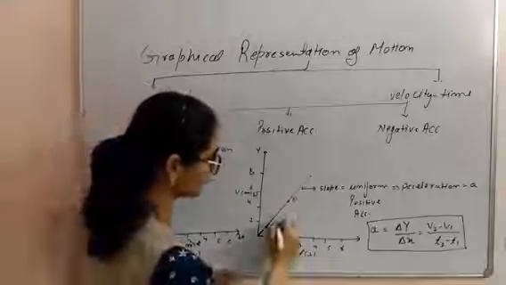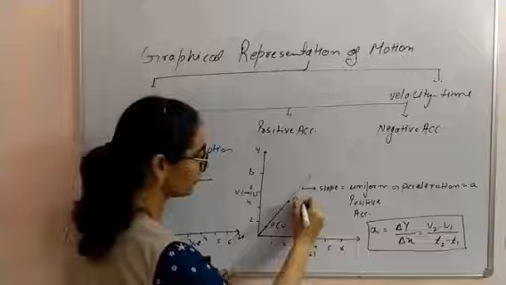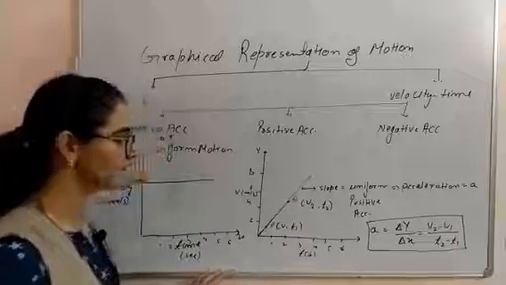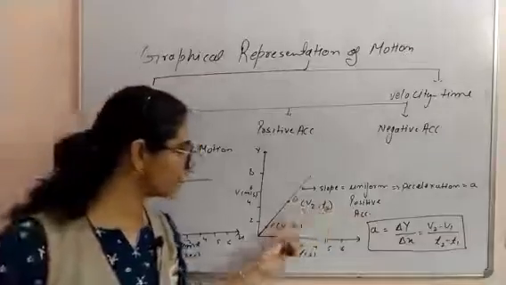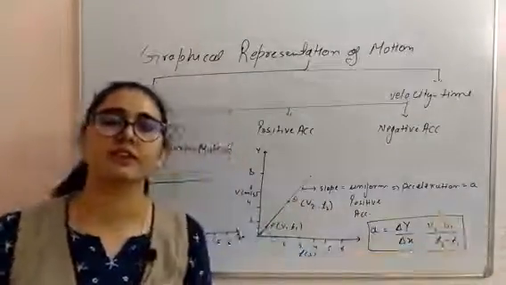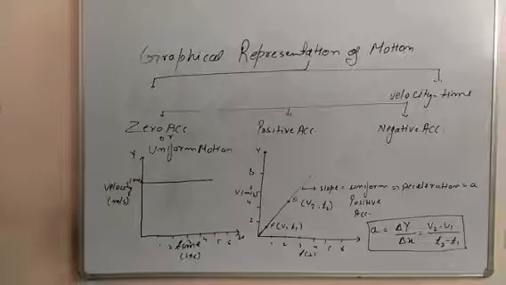What we have to do? At point P, we are getting V1 and T1. At Q, we are getting V2 and T2. As we are getting these values, we can put the values in this formula and you can get the acceleration. I hope this thing is clear to you. Okay.